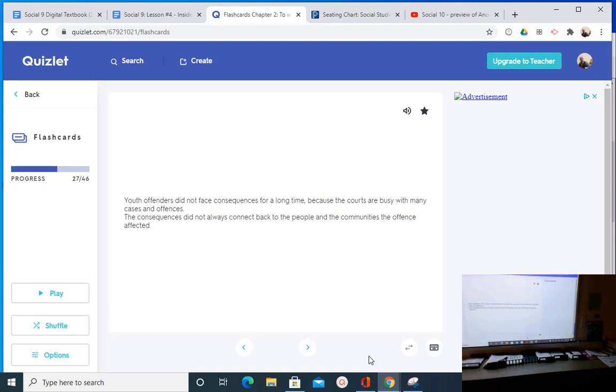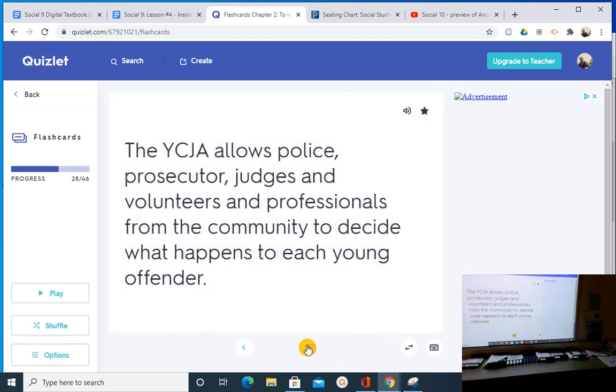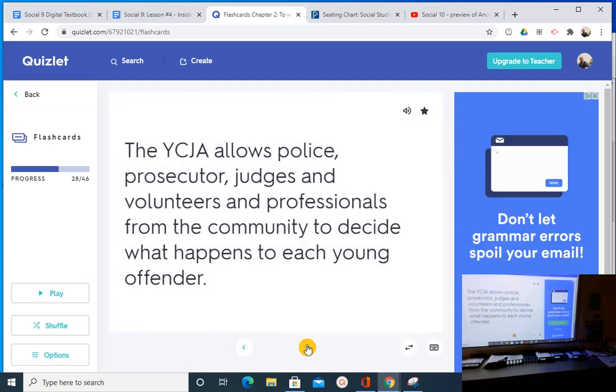So if they can address the wrongdoing reasonably, with reasonable consequences, and not have to take up a lot of the court's time, then that is a win. The YCJA allows, therefore, police, prosecutors, judges, volunteers, and professionals from the community to decide what happens to each young offender. So there's a group of stakeholders, right? It's not just one person.